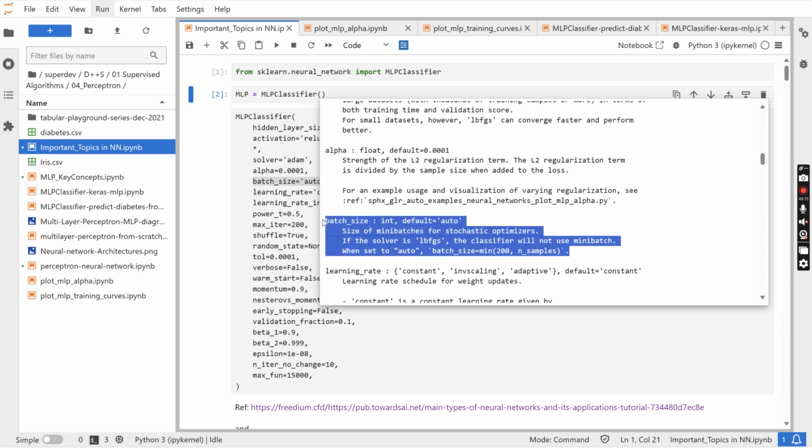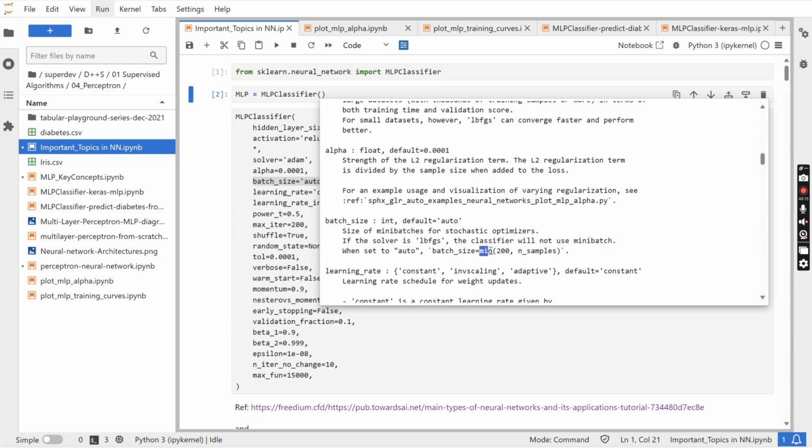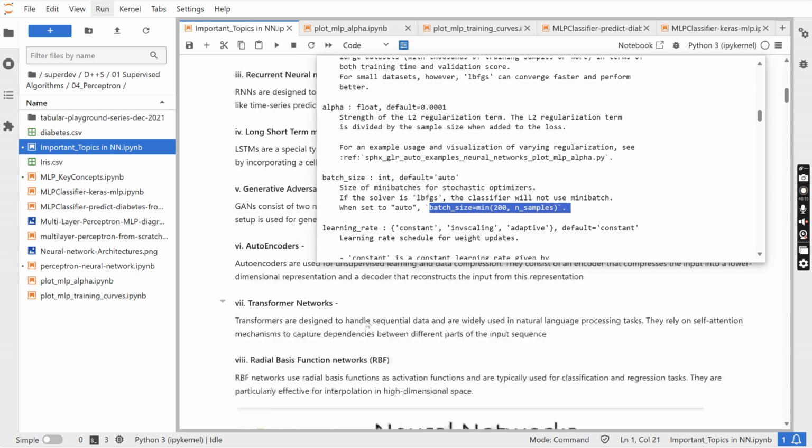But that also depends on the samples. Let's just say samples are 180, it will pick 180 only, the minimum. That's why we are saying minimum number. Let's just say samples are 1000, then it will pick 200. Let's say samples are 201, it will still pick 200 only. If samples are 199, it will pick 199. If samples are 10,000, it will pick 200. So that way the minimum number it will pick. Hope this is clear.